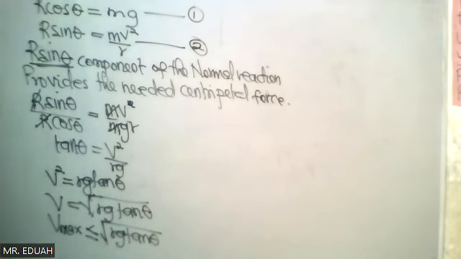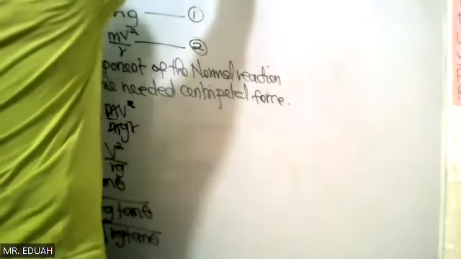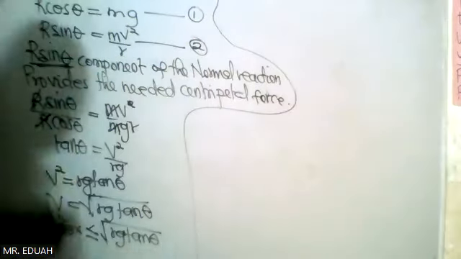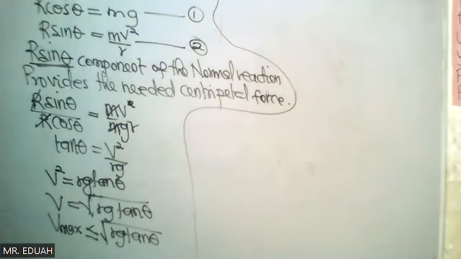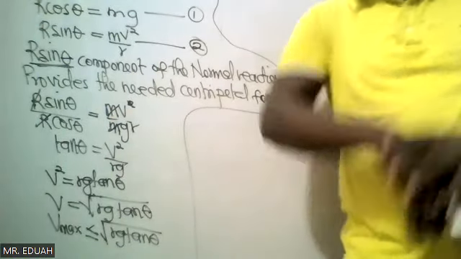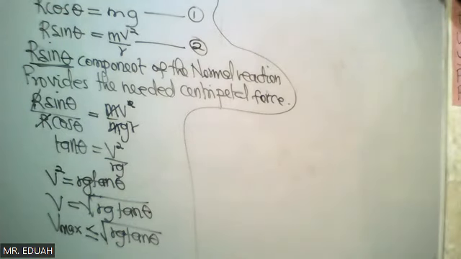This is when we are ignoring friction. So when we are ignoring friction, this is what happens. Now, there are situations where you cannot eliminate friction. In our part of the world, snow hardly falls.